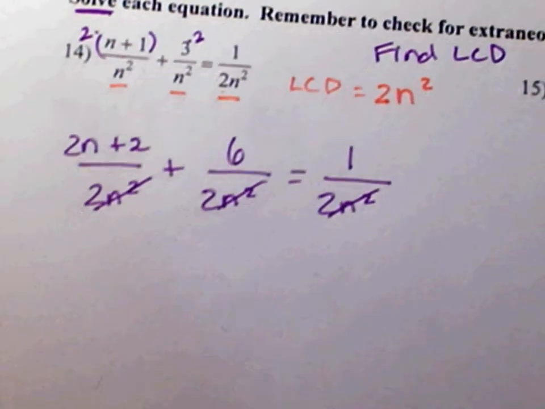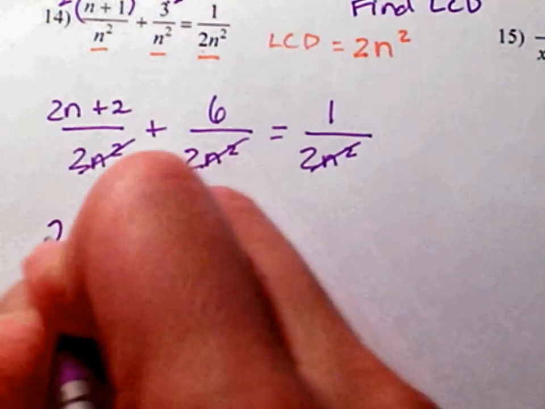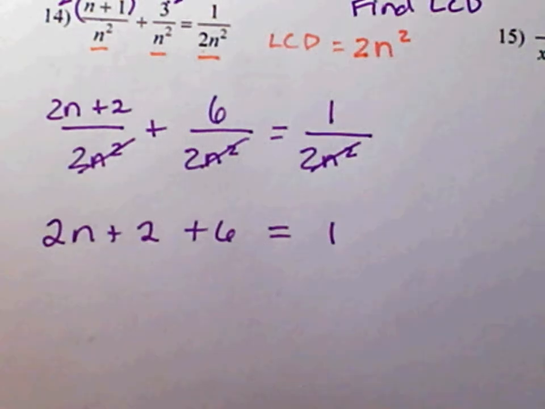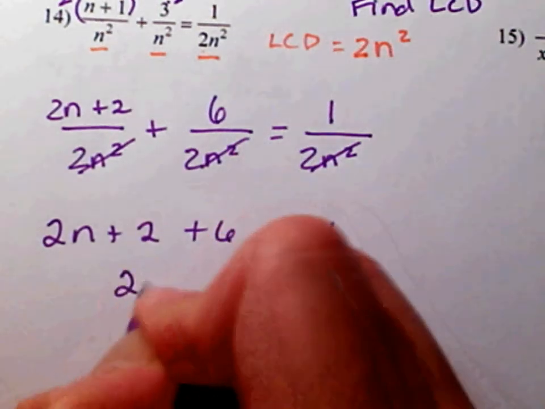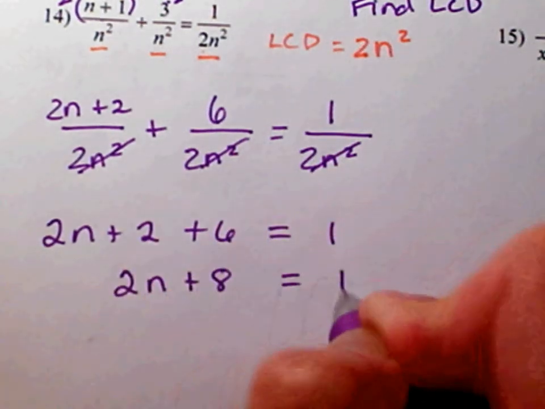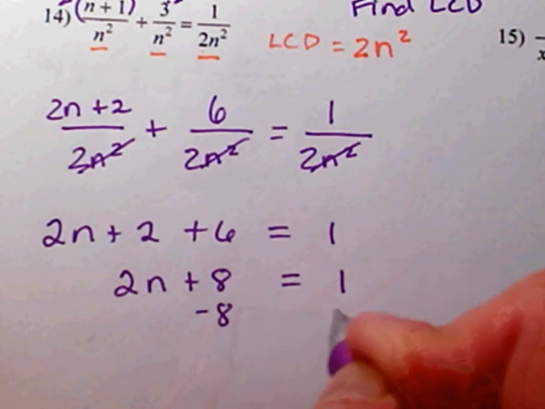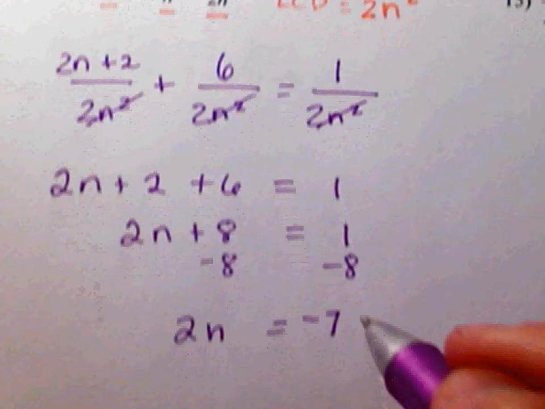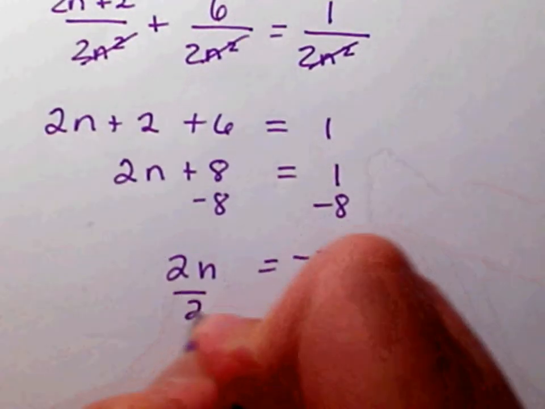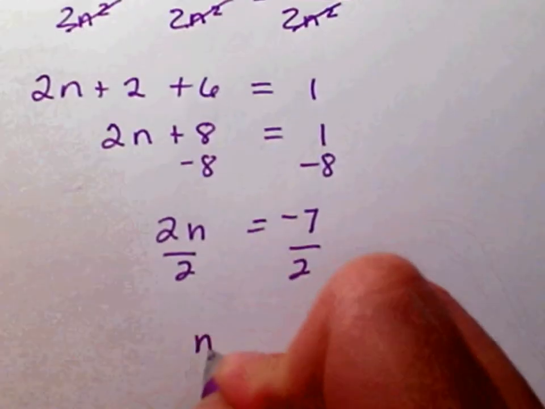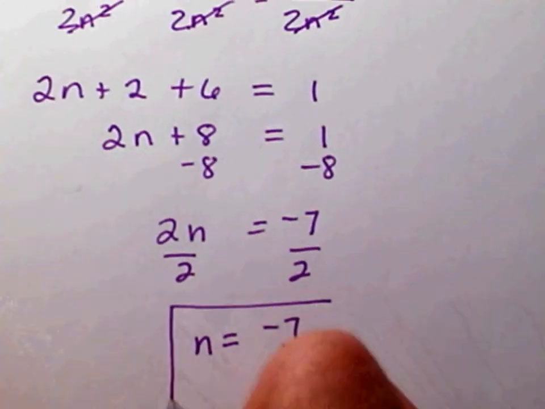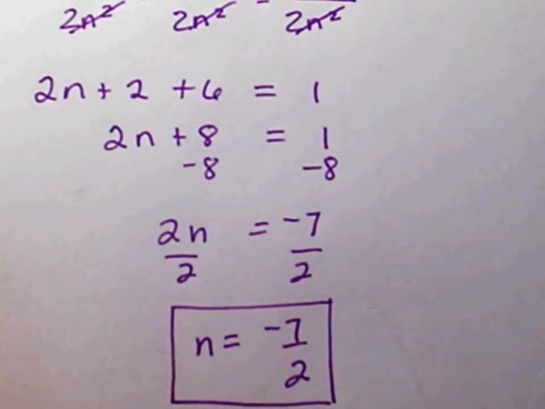So now you have 2n plus 2 plus 6 equals 1. Okay? Combine your like terms. 2n plus 8 equals 1. Subtract 8. 2n equals negative 7. Divide by 2. N is equal to negative 7 over 2. You only have one answer. No need to check for extraneous. Okay?